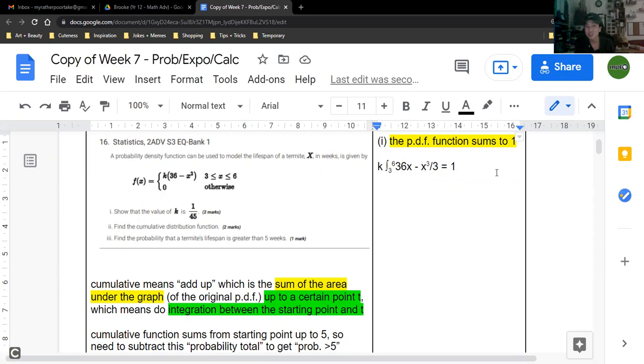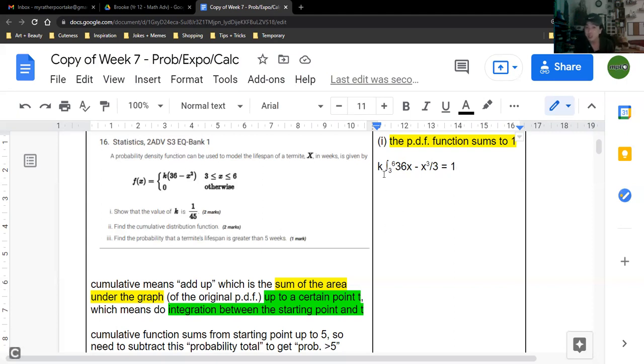So the primitive of 36 is 36x, and the primitive of x squared is x cubed on 3. And then you can actually put the k out the front, because the k is just a constant. That's one of the laws of integration: when a function has a constant multiplier out the front, you can take it outside of the integral when you evaluate it.